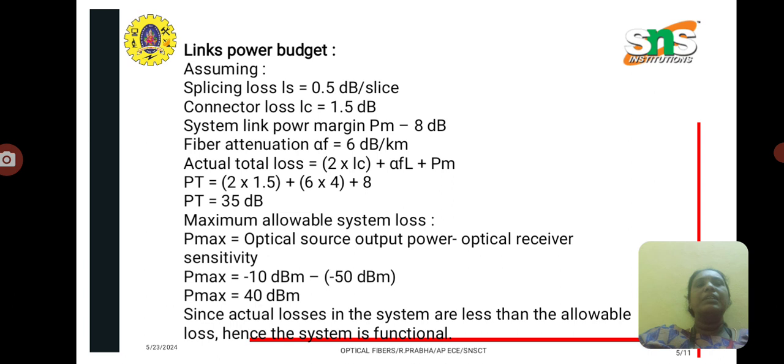After calculating the actual total loss, the maximum allowable system loss is calculated by the formula Pmax equals optical source output power minus optical receiver sensitivity. So it is minus 10 dBm minus minus 50 dBm, so it is 40 dB. Here the actual loss in the system is less than the allowable loss. So we can conclude that the system is functional and it is reliable.